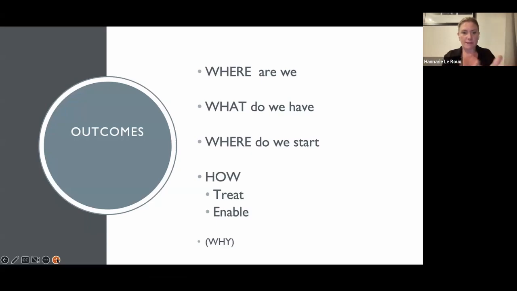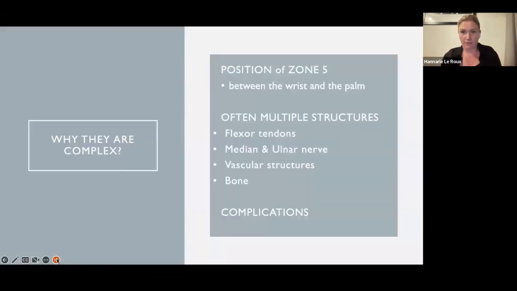So we have to now fall in somewhere in that process that Isabel just mentioned. You have to fall in. So where are you now? And then how to treat and how to enable. And I think that's the most important. Okay. And the why, I would say, is because why not? You are the only one for the job now. And then why are they complex? Their position is complex, but it's actually more because of those multiple structures. Flexor tendons, the ulnar nerve, the median nerve. Those are actually the two big bullies, and then median nerve especially, and then vascular structures, yes.